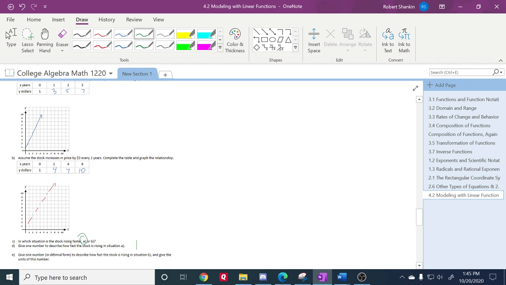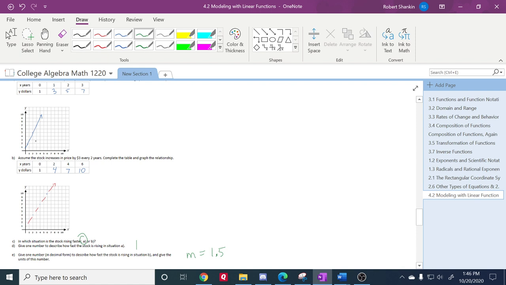And then give one number in decimal form, so this is part E, to describe how fast the stock is rising in situation B, and give the units of this number. So M equals 1. M equals 1.5. I don't know what the units are. And not sure of the units. All right, but that's a great start. So your instinct was that it's going up faster in A than in B.